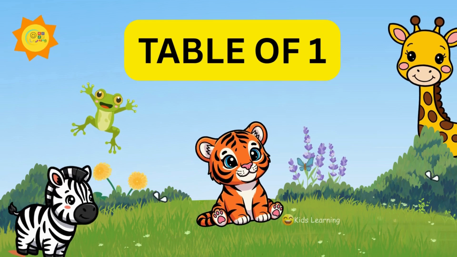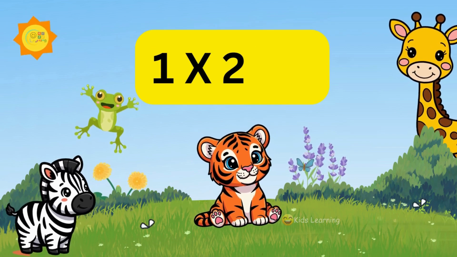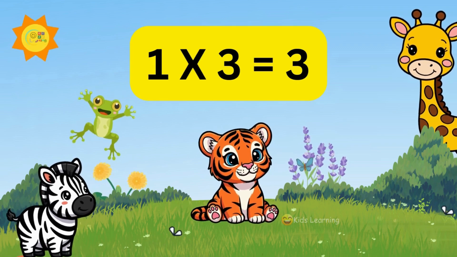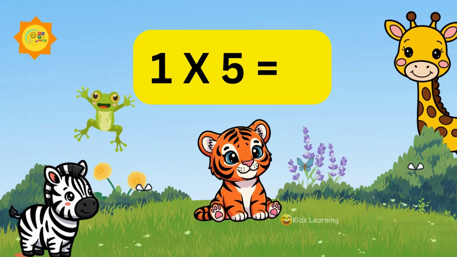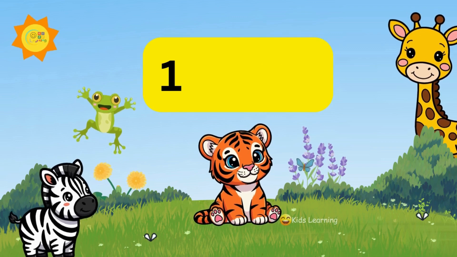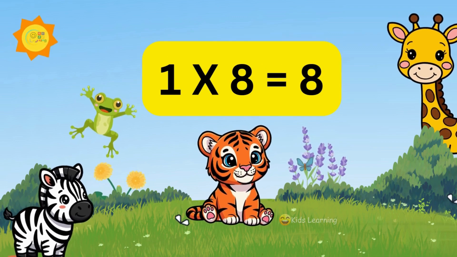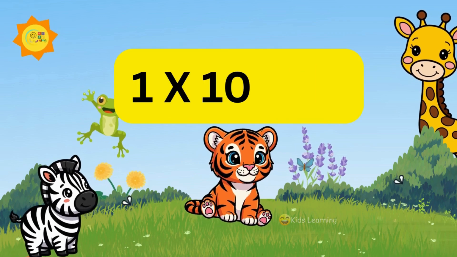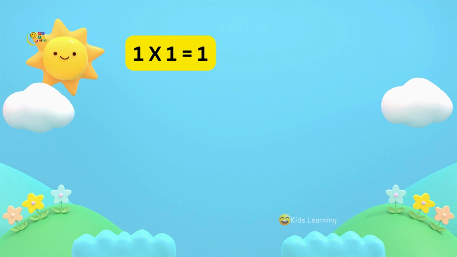Table of 1. 1 one is 1. 1 two is 2. 1 three is 3. 1 four is 4. 1 five is 5. 1 six is 6. 1 seven is 7. 1 eight is 8. 1 nine is 9. 1 ten is 10.